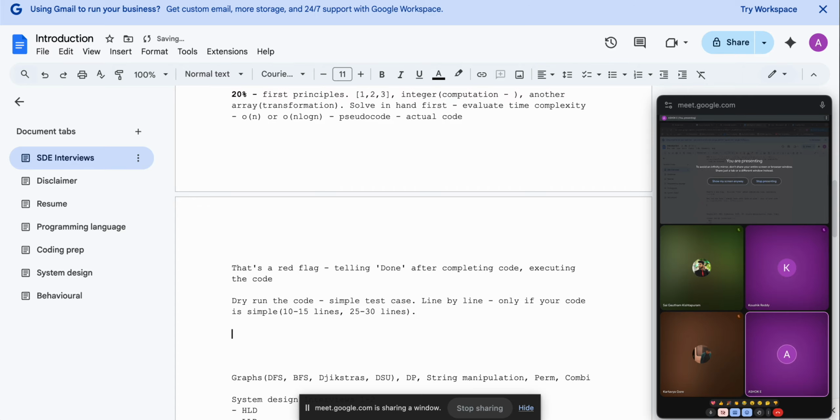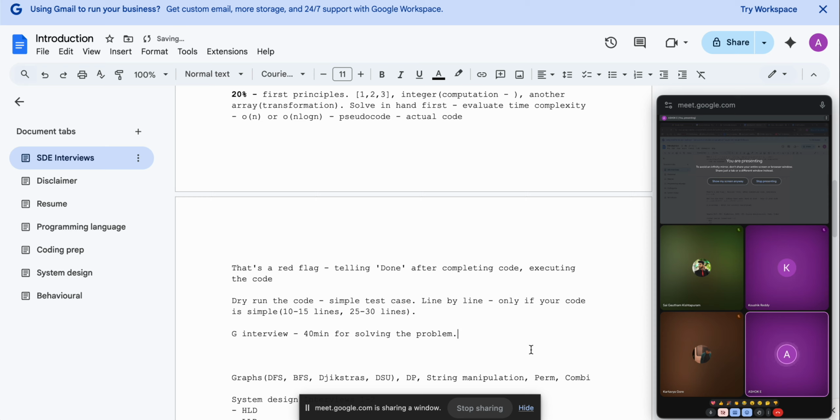Only then will it work. Say you are in a Google interview. You get 40 minutes for coding, for solving the problem, because the first 2 to 3 minutes go on introduction, and then the final few minutes go on closing the interview.